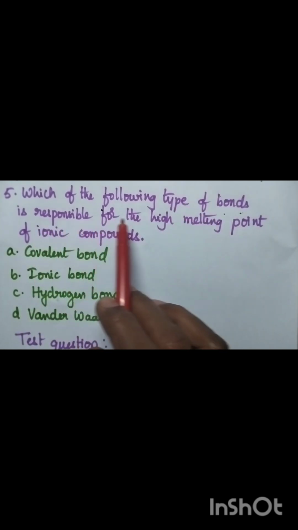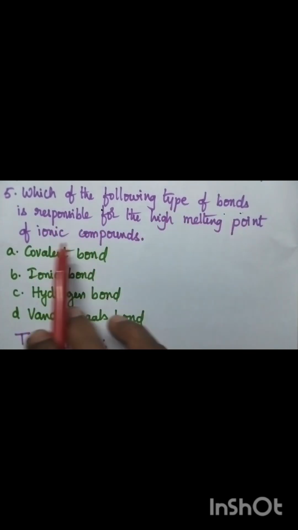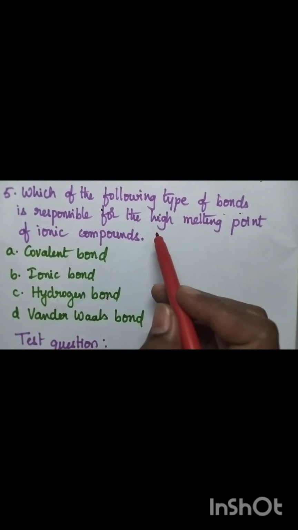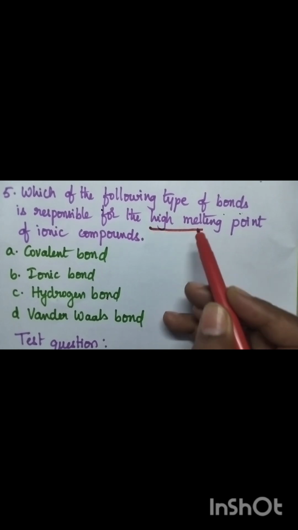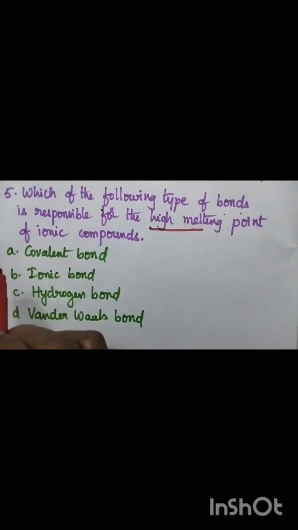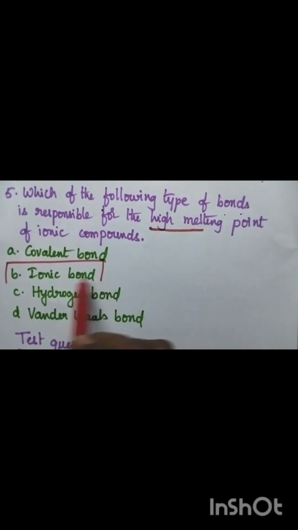Coming to the fifth question, which of the following types of bonds is responsible for the high melting point of ionic compounds? A, covalent bond, B, ionic bond, C, hydrogen bond and D, Van der Waals bond. Pause the video and try to answer the question. Especially the ionic bond is responsible for the high melting point due to its close packed structure. Hence option B is the right answer.